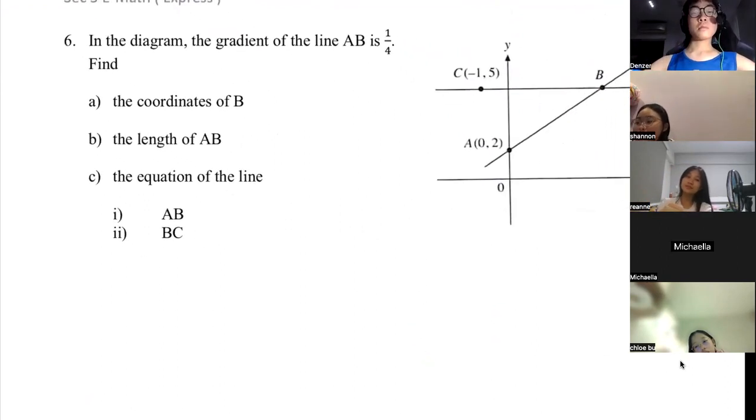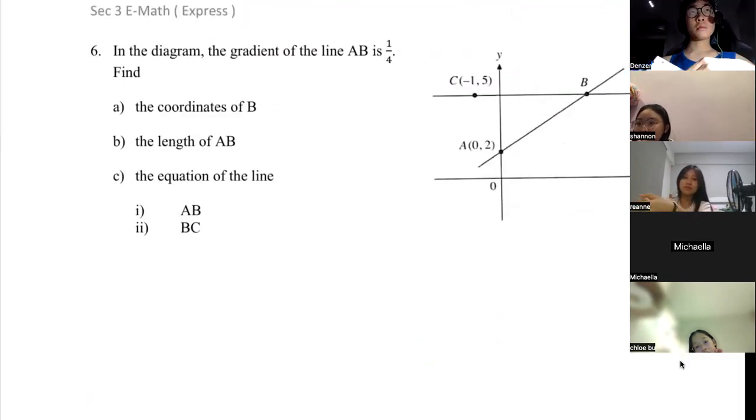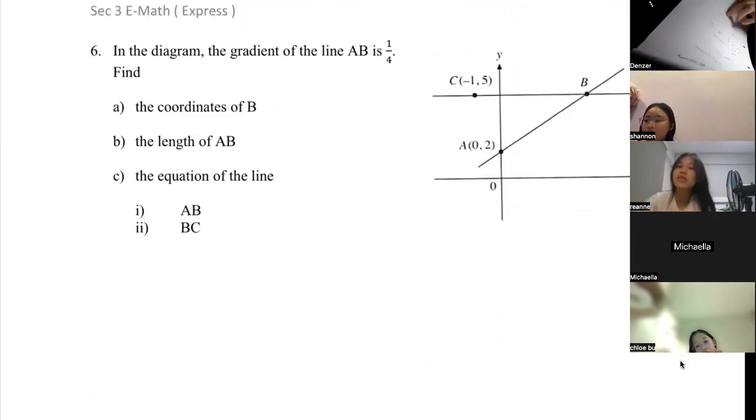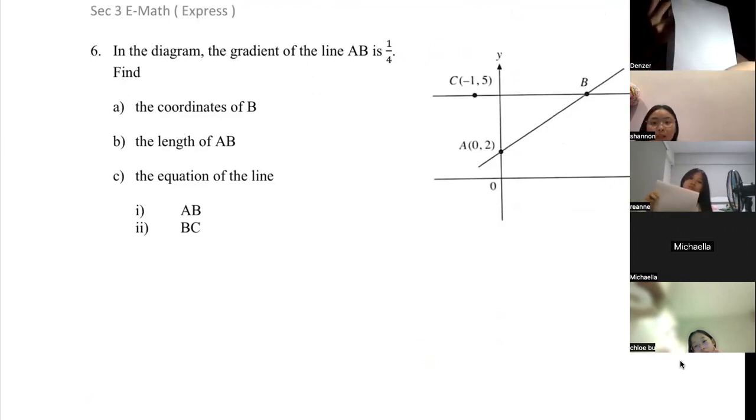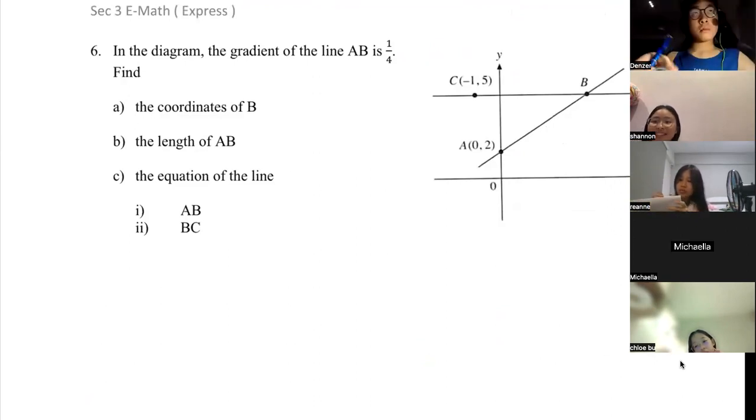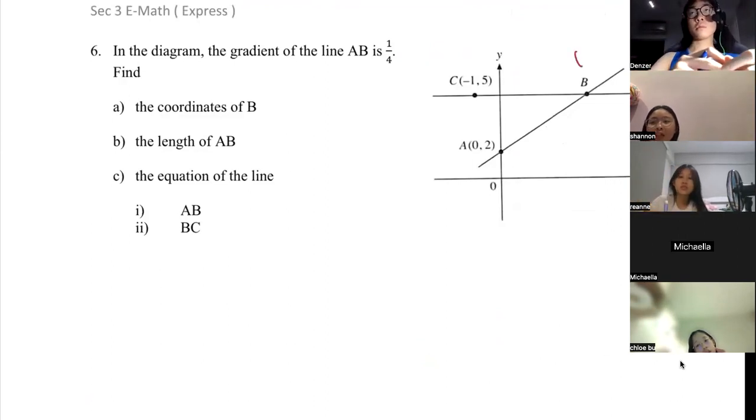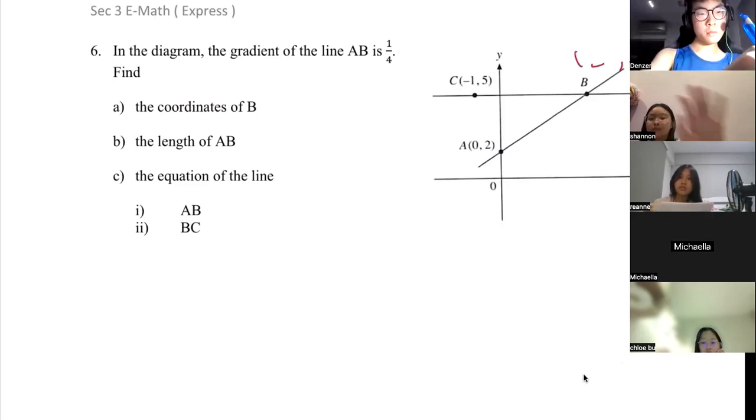Okay, come, let's take a look at this one. In the diagram, the gradient of the line AB is 1/4. Okay, I cannot be dealing with two unknowns over here. Why? Where's the two unknowns that teacher Vivi is talking about? The coordinates of B. Blank for both. Can you all help me find one of it or not? What is it? Yeah, correct.